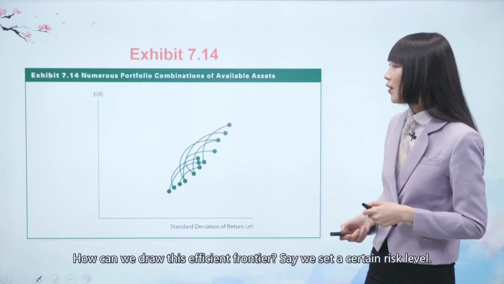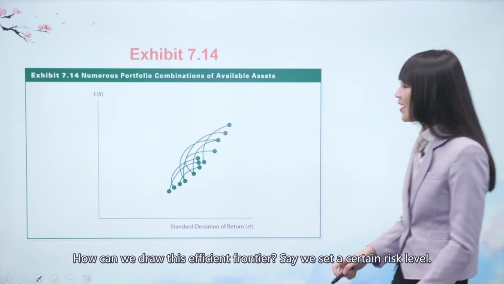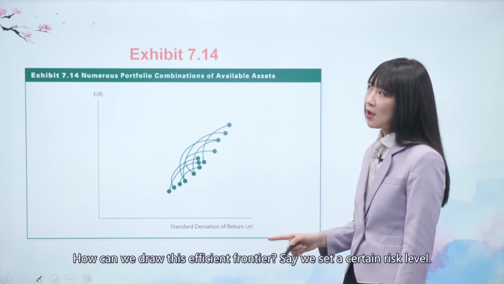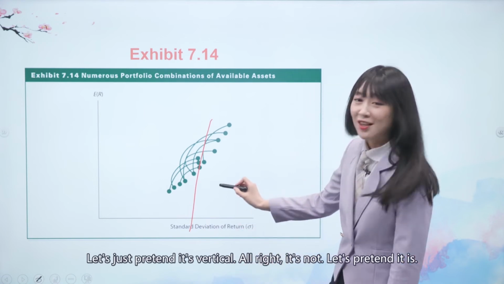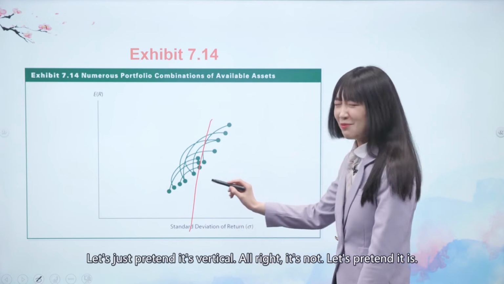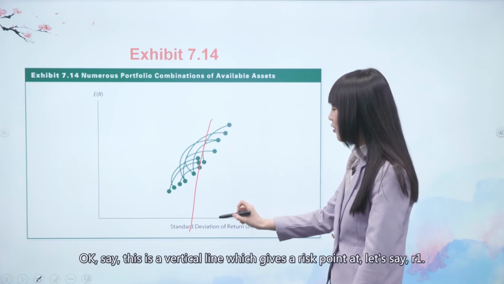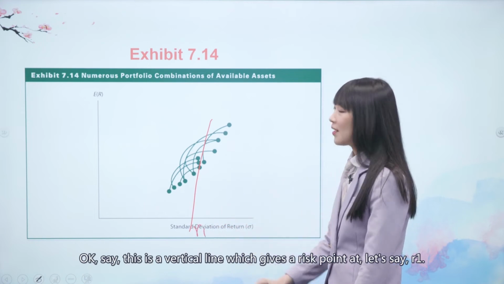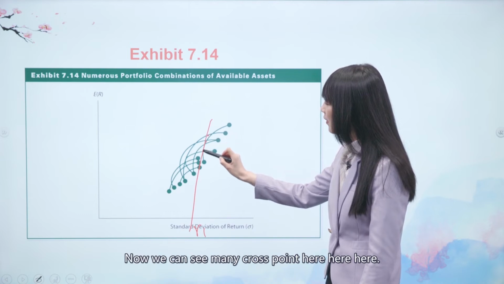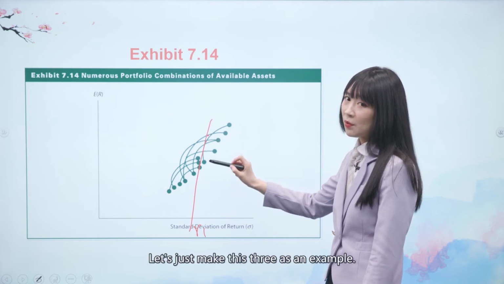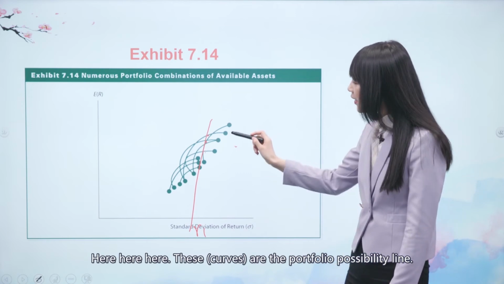Now, how can we draw this efficient frontier? Say we set a certain risk level. Let's just pretend it's vertical, all right? It's not, but let's pretend it is. Say this is a vertical line which gives a risk point at, let's say, R1. Now, we can see many cross points here, here, here. Let's make these three as an example.